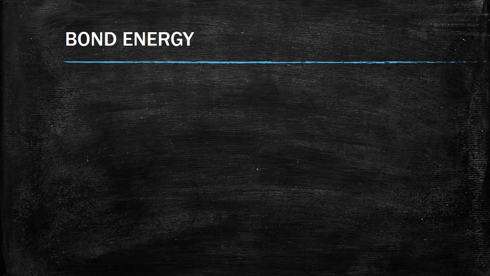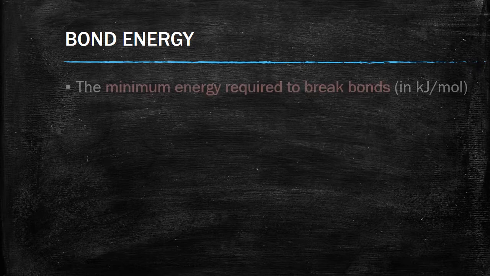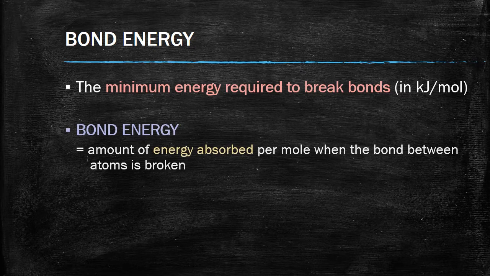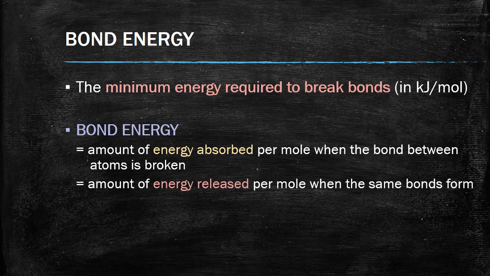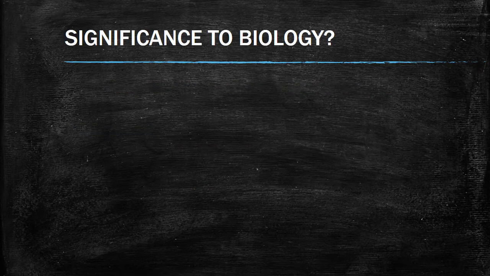So specifically, when dealing with energy that is contained within bonds, bond energy is the minimum energy required to break the bonds. We talked before about activation energy with enzymes. Bond energy is similar to that. It's the minimum energy required to break those bonds. And bond energy is always talked about in terms of kilojoules per mole. So bond energy is the amount of energy absorbed per mole when the bond between atoms is broken. Remember, energy is absorbed when the bonds are broken, and the same amount of energy is released per mole when those same bonds form. Okay, so that is bond energy overall.